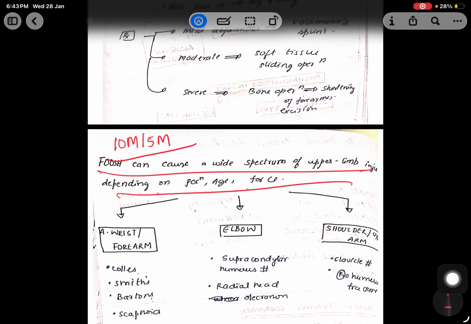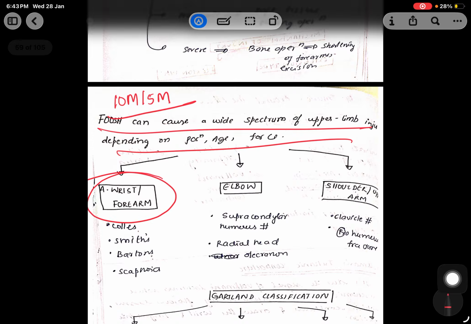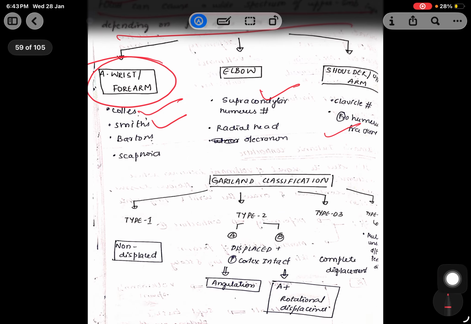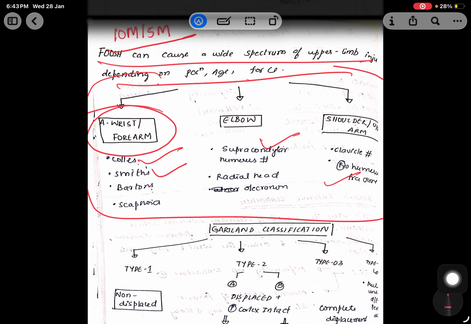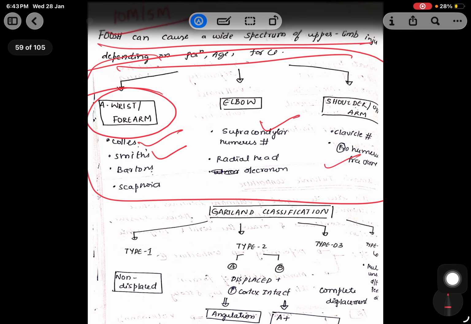Okay, while writing, what are the injuries which are possible when the fall is on an outstretched hand? Classify it as under wrist or forearm, you can have Colles fracture or Smith fracture. In the elbow, you might have supracondylar humerus fracture. In the shoulder, you might have proximal humerus fracture or clavicle fracture.